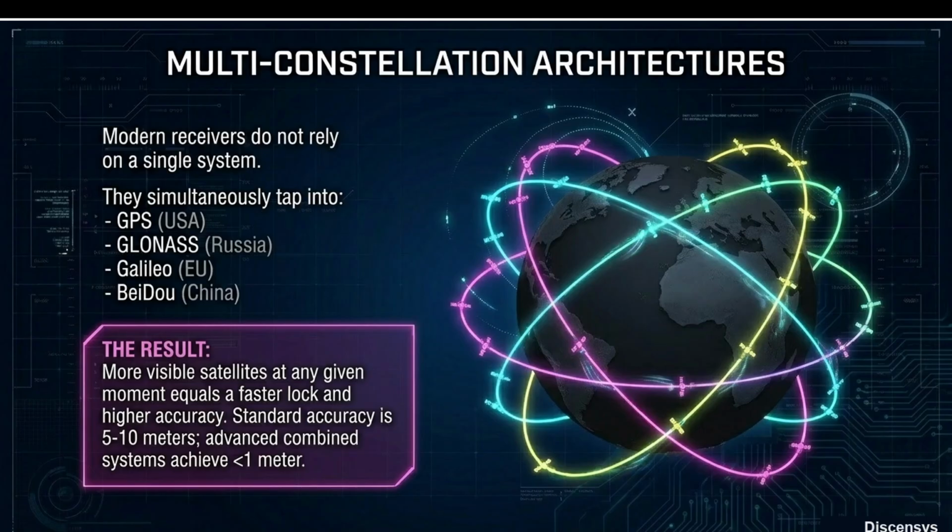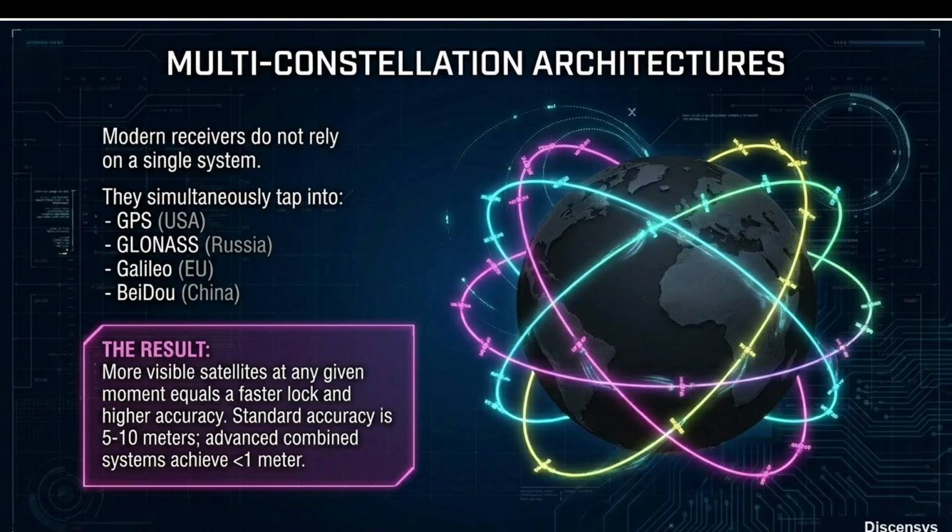Multi-constellation architectures. Modern receivers do not rely on a single system. They simultaneously tap into GPS, GLONASS, Galileo, and BeiDou. These are the different global positioning systems developed by different countries. GPS is developed by the USA, where the defense system of the USA developed the GPS. GLONASS by Russia, Galileo by the EU, European Union, BeiDou by China.